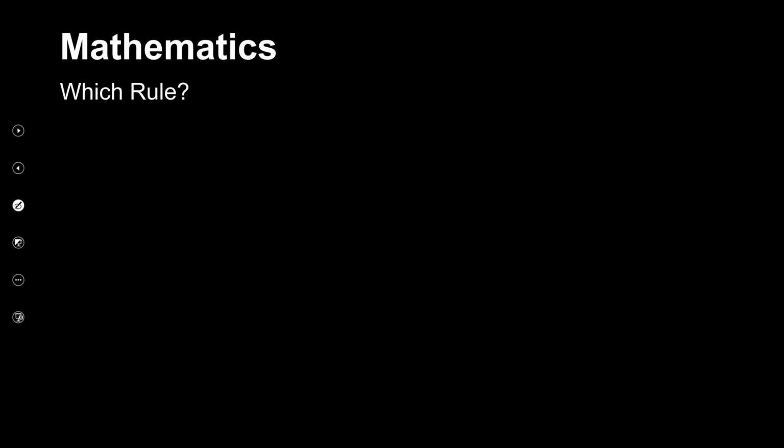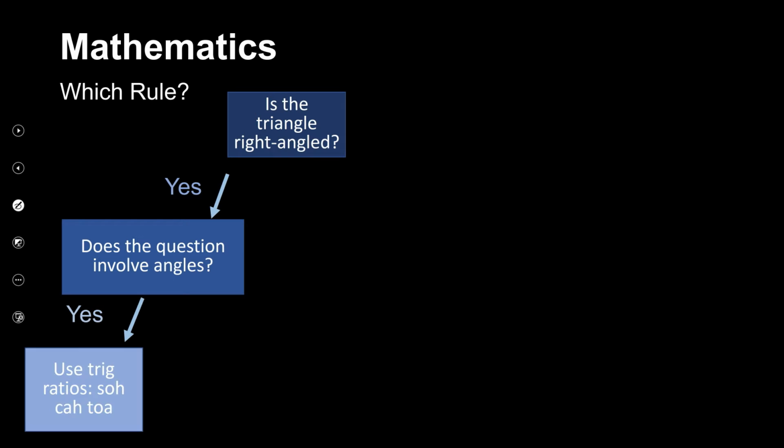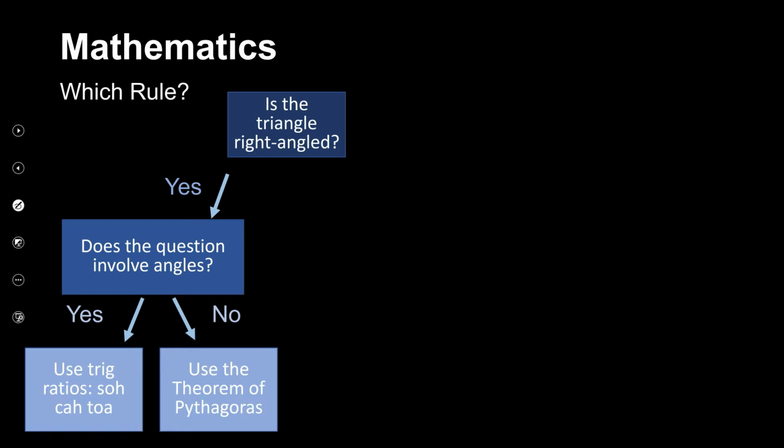So let's remind ourselves again, this is a revision. Which rule do we use? We start off by asking the question, is the triangle right angled? If it is, then we ask, does it involve angles? If it does involve angles, then we go right into our grade 10 trig. So we use our ratios to solve the triangle. We use sine, cos, and tan. If it doesn't involve angles, then we've got to use the theorem of Pythagoras. Right, so this was grade 10 work.